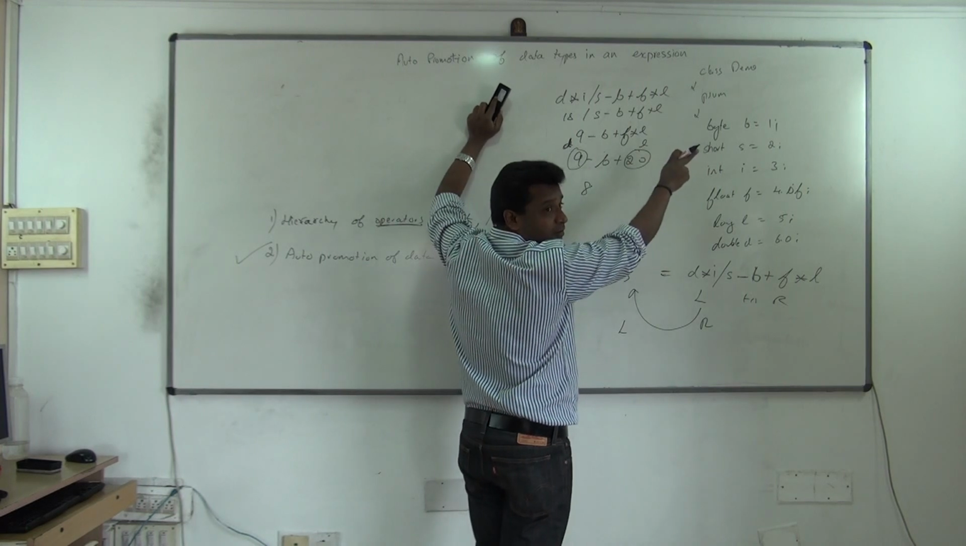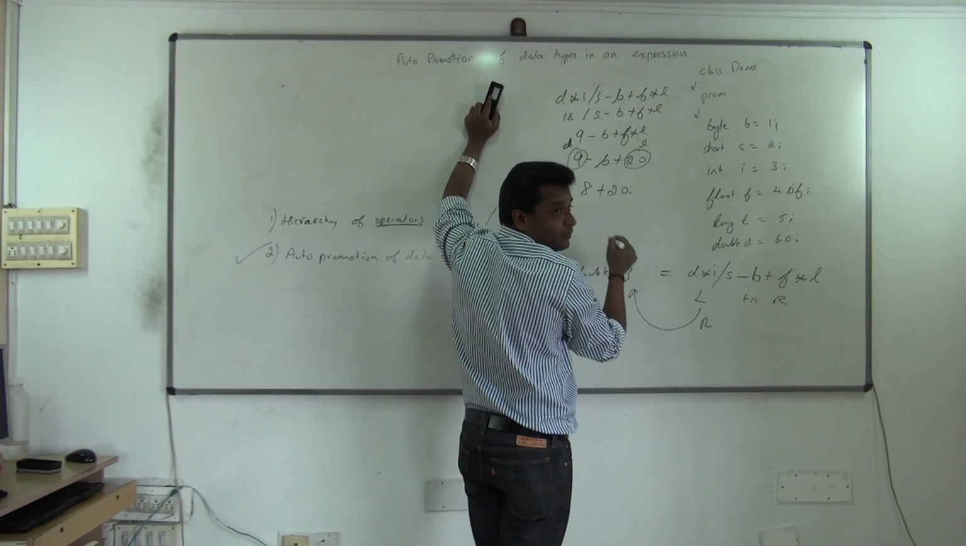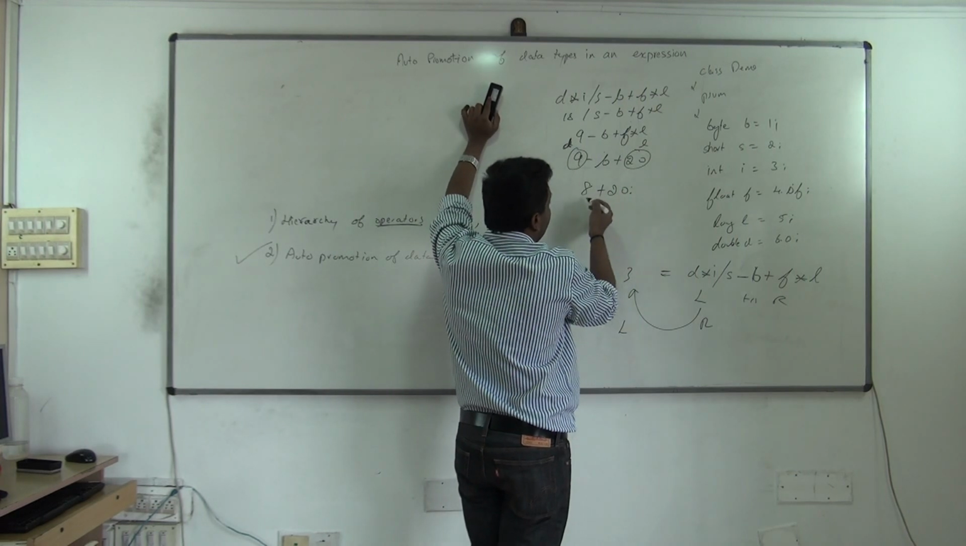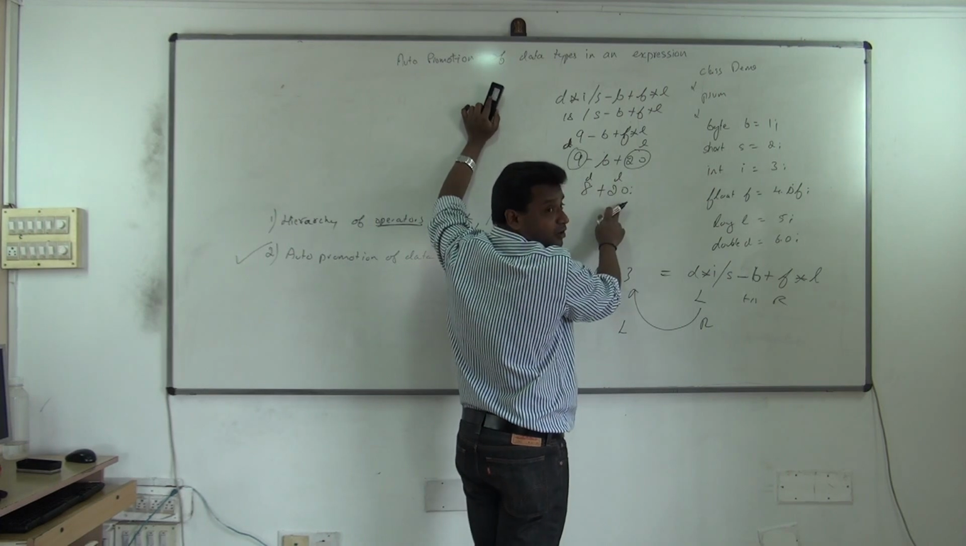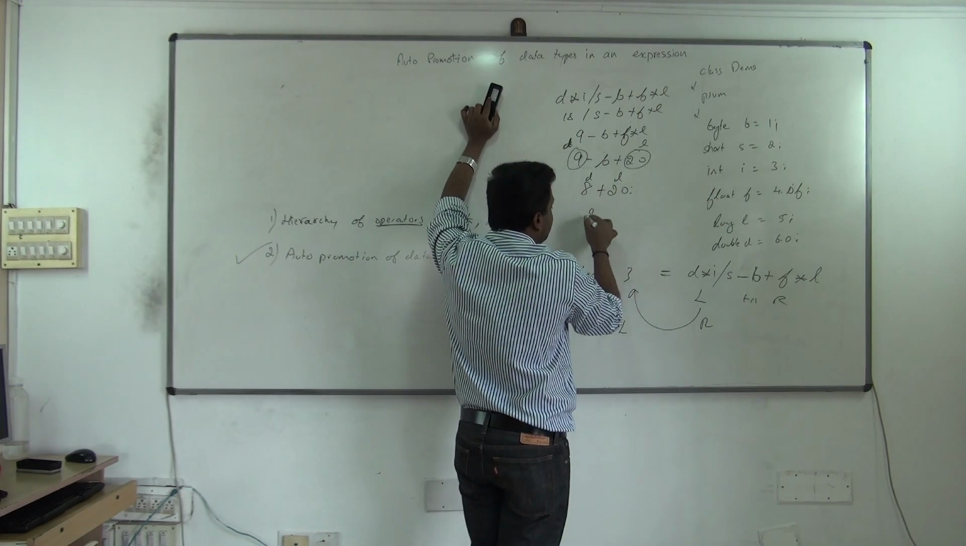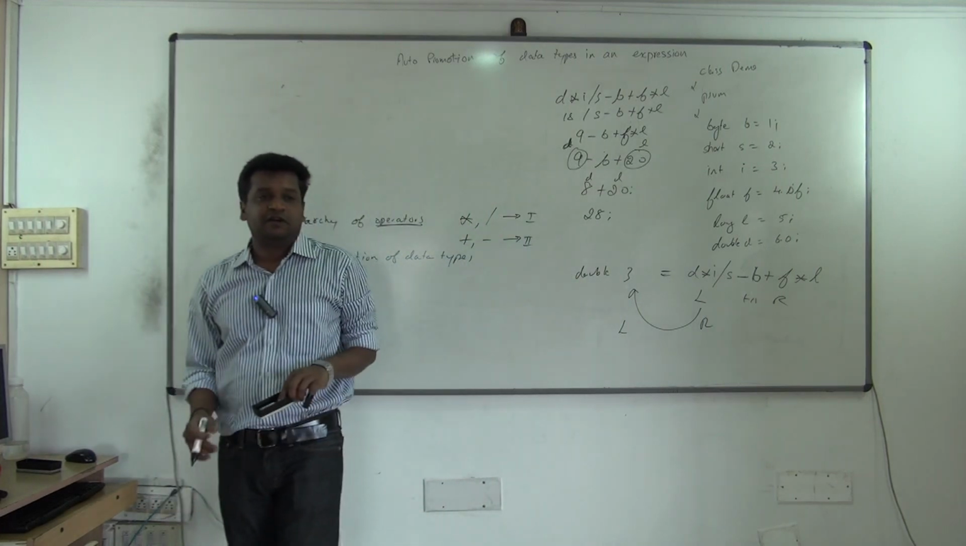Byte is 1 now. So 9 minus 1 is 8 plus what? 20. And finally you have to do addition now. Now the evaluation has to happen between double and long. Finally the result will become what? 28. So this is how it will work.